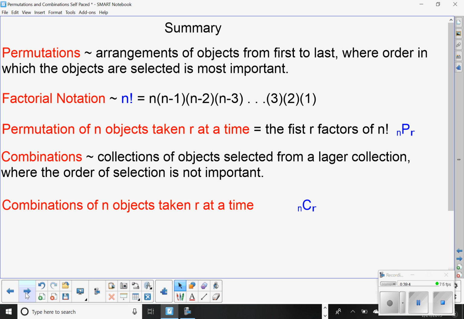A permutation is: out of how many things do you want to arrange how many things? Order matters. Combinations, order doesn't matter. It just means I'm going to have a group of some number of objects out of some number. If I'm going to take the entire group, there's only one way to have a group of the entire group. All right? Great job.